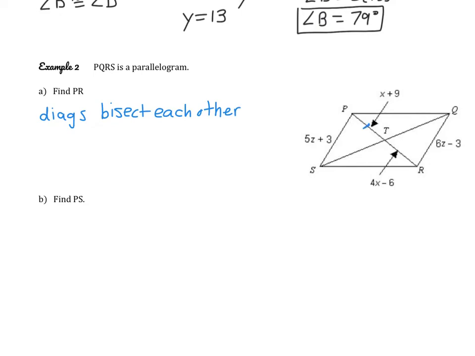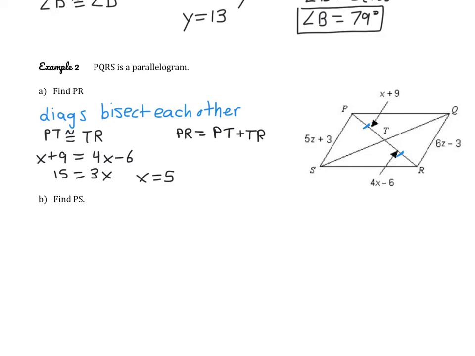So that means that we know that this segment is congruent to this segment, which allows me to make the general statement that PT is congruent to TR. So now I can make a more specific equation, which will allow me to solve for x. So I can add 6 and subtract x, so we get x equals 5. And then for us to find PR, make sure you're careful because PR is the entire diagonal. So we can make the statement that PR is PT plus TR.